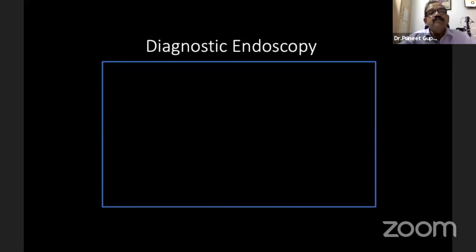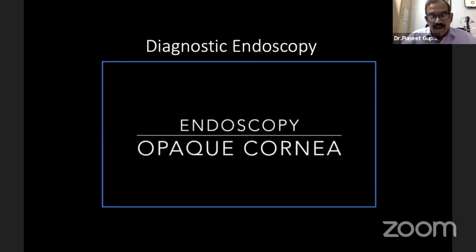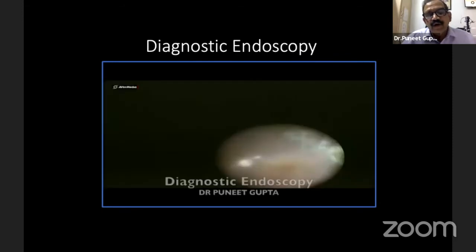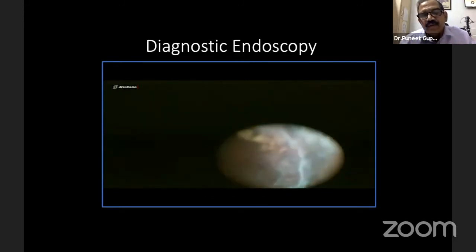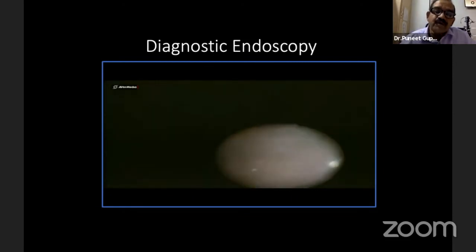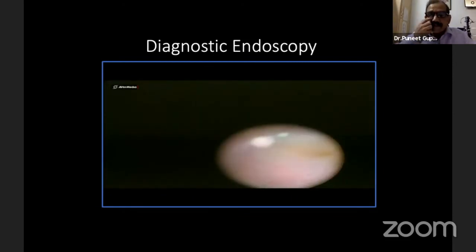This is another scenario, which we have already discussed, the role of endoscopy in diagnosis. This was a patient where endoscopy was performed in an opaque cornea. This was a trauma patient referred to me for evaluation of the posterior segment for performing a keratoplasty procedure. This is an endoscopy picture. You can see the retina is attached.